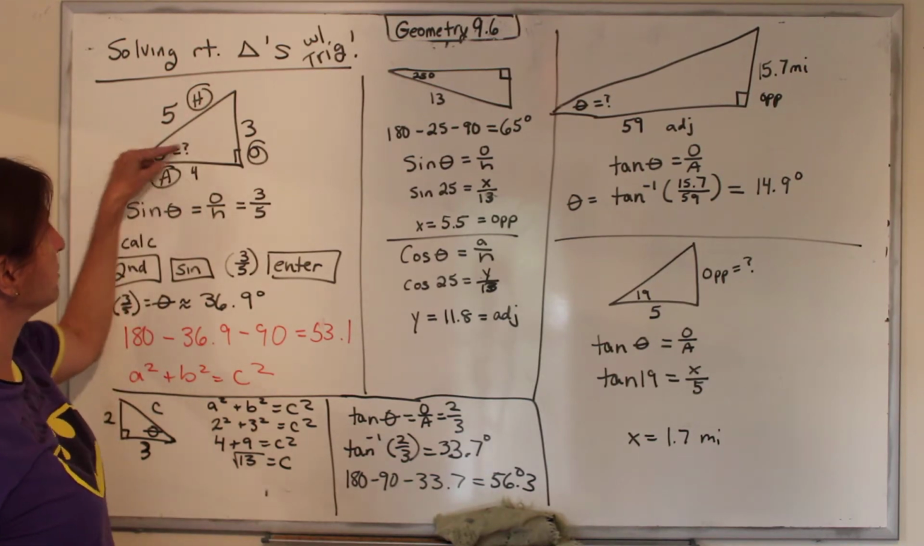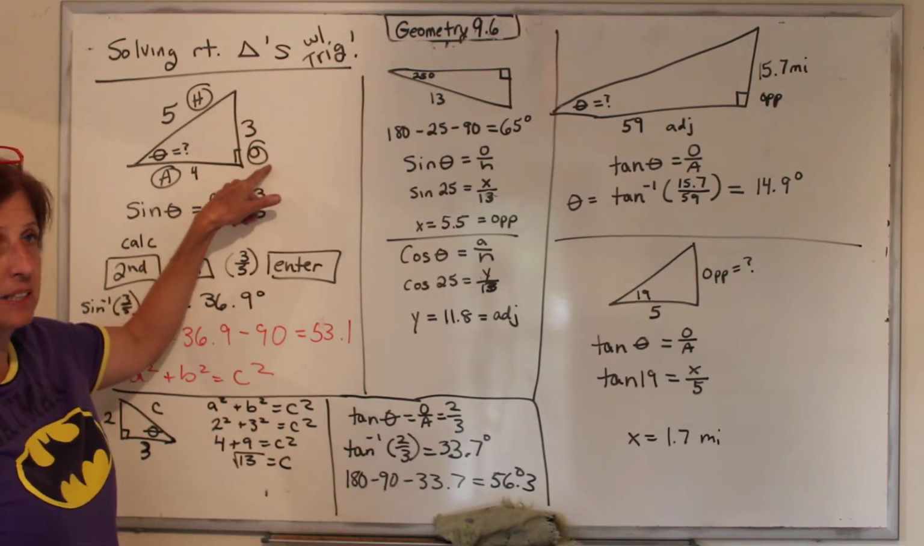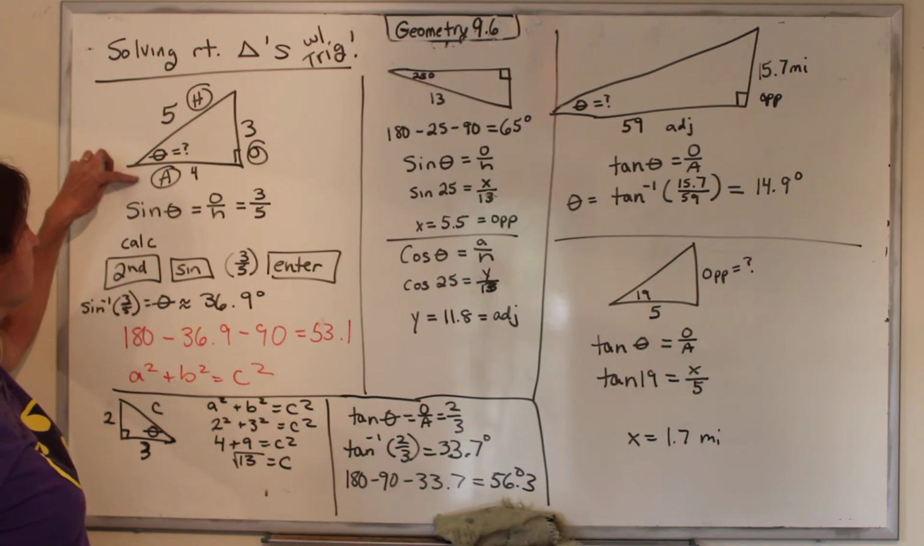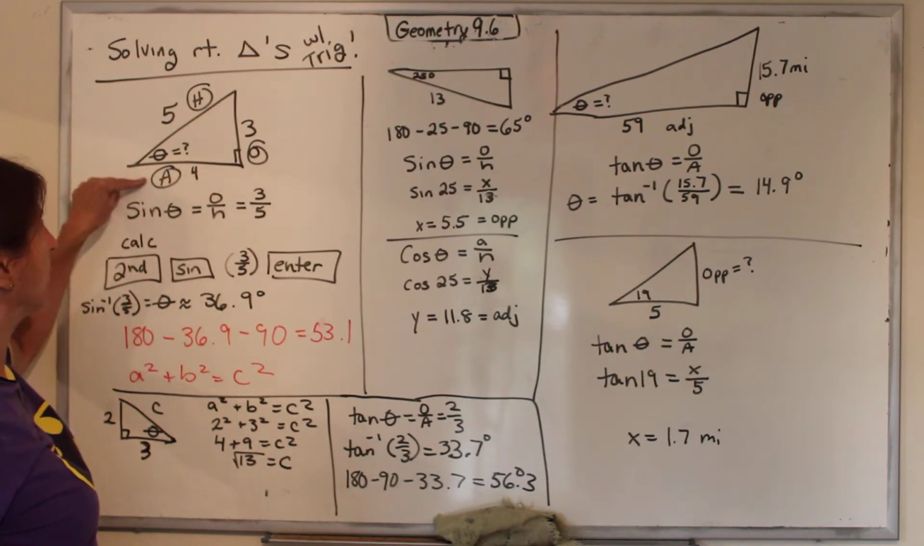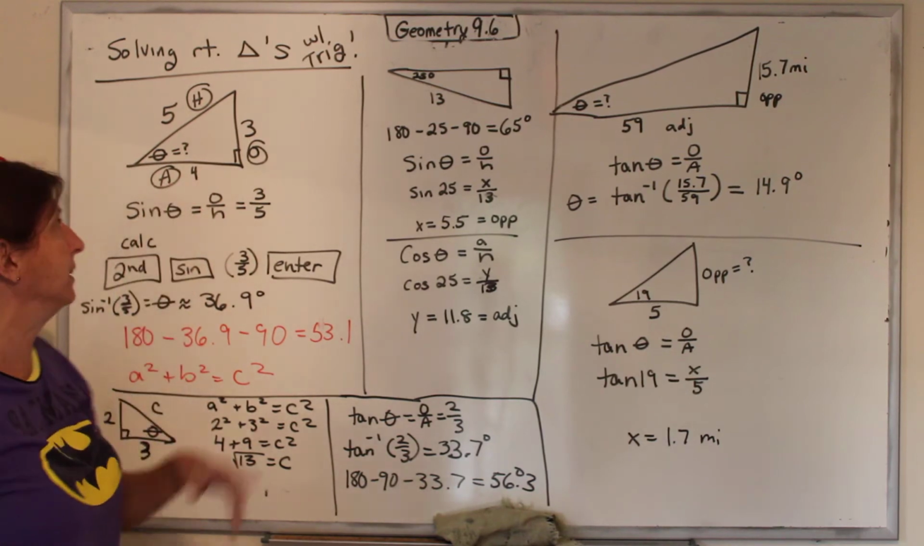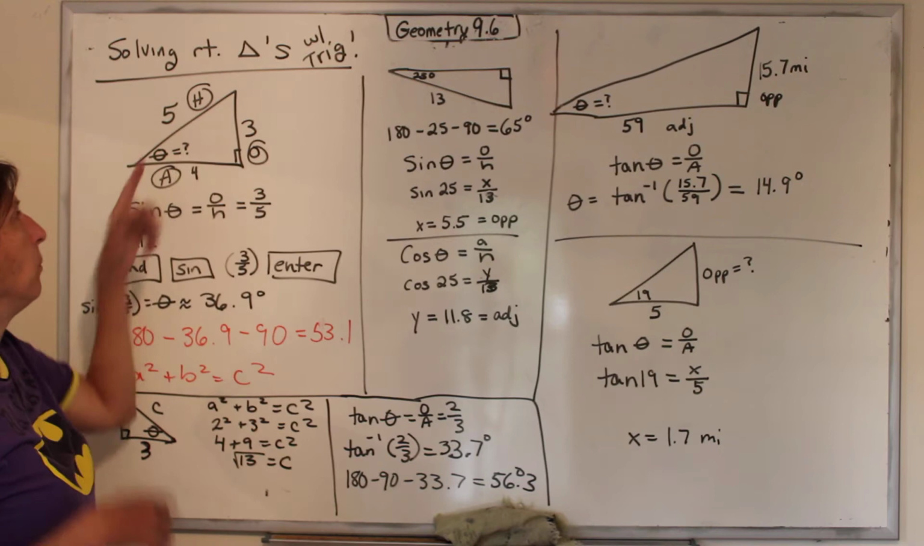The side that's straight across from our unknown angle is called the opposite. And it's 3. That's how long it is. And our side that's right next to the angle that's not the hypotenuse, because this is next to it too, but the other one is called the adjacent, and it's 4. And we want to know what is theta.